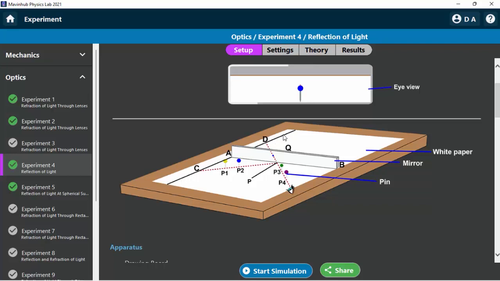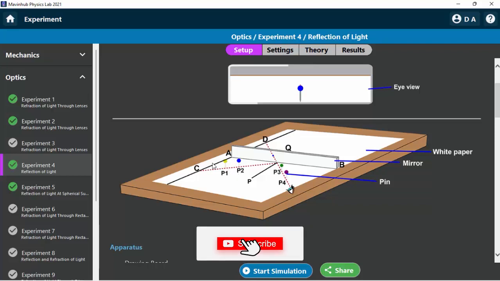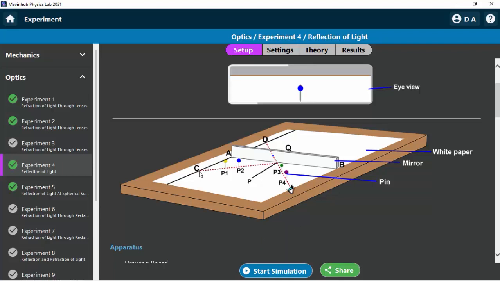So how do you perform this experiment? The first step here is to measure line X. So X is line AC essentially. Let's say X is 4 centimeters. So you make C to be 4 centimeters away from A. In other words, you make AC to be 4 centimeters. Then you draw a line that runs from C to Q.